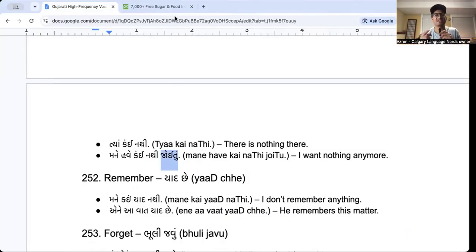But also there's a dialect, and I don't even know how frequent it is. Like just my family, we don't say joitu. We say jotu. It's jotu, joto, joti. We get rid of that e. So mane have kain jotu nathi is what we would say. But joitu is actually more common, I think.